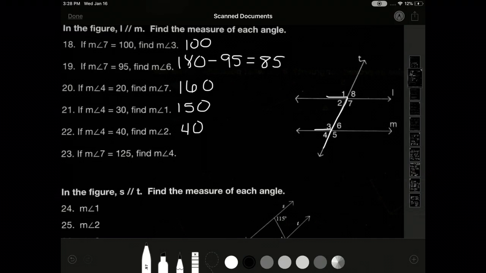The measure of angle 7 in our next problem is 125, and we want to find the measure of angle 4. So here's 7 again. Here's 4. So 7's 125. Let's figure out 2 here. So 180 minus 125 is going to leave angle 2 being 55. And 4 and 2 are corresponding to one another, which means they're congruent. So 4 is also 55.